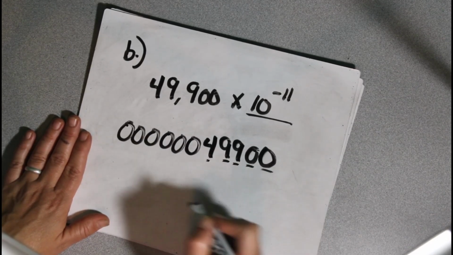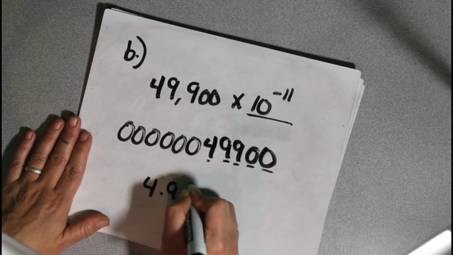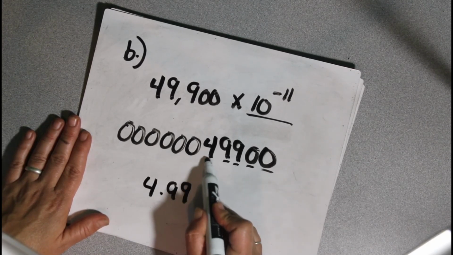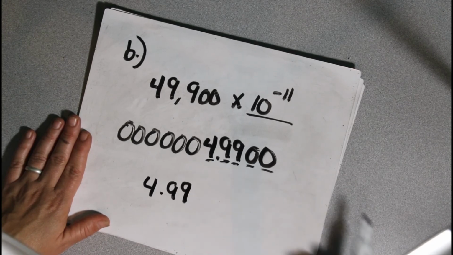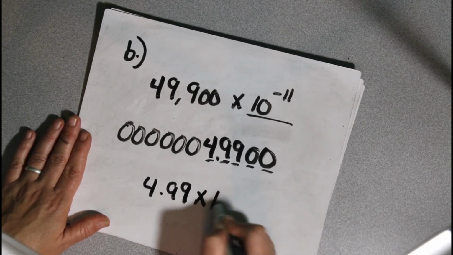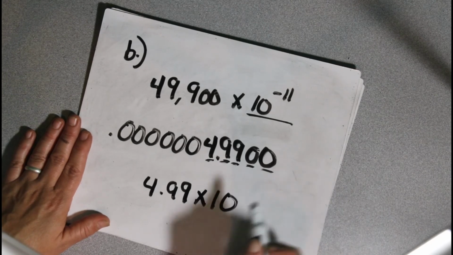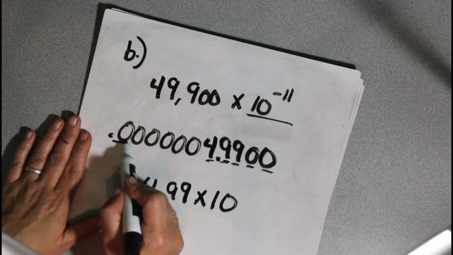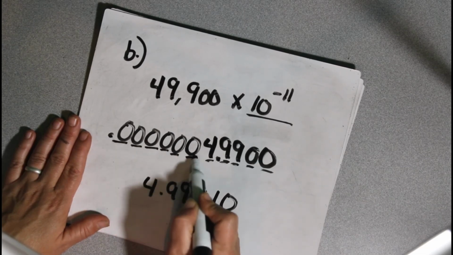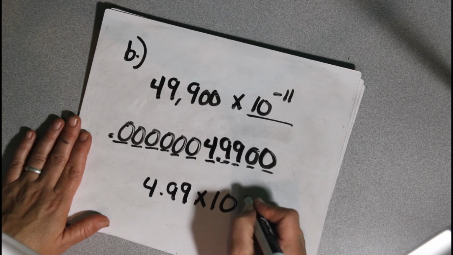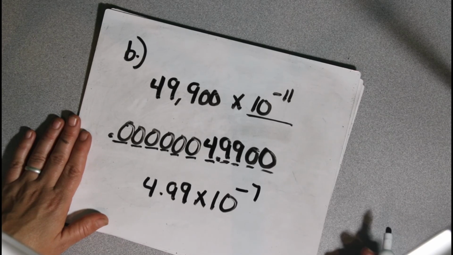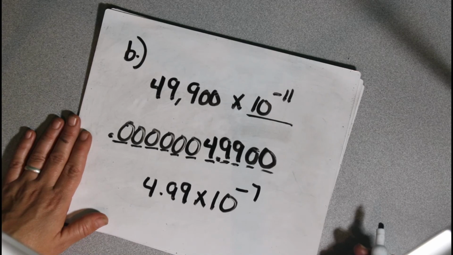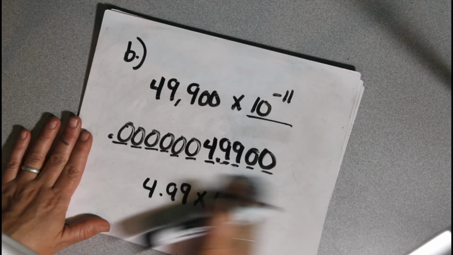All right, now I'm going to write my number 4.99, because obviously that's what we need. Those are our only actual numerals, and our decimal needs to go there. Times 10, and so our decimal's really there. And then we're going to figure out how many spaces we have to go from this decimal to this spot. 1, 2, 3, 4, 5, 6, 7. So times 10 to the negative 7. 4.99 times 10 to the negative 7. Okay, that one's a little confusing.